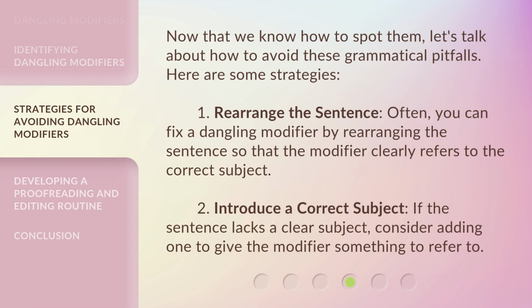Now that we know how to spot them, let's talk about how to avoid these grammatical pitfalls. Here are some strategies. 1. Rearrange the sentence. Often, you can fix a dangling modifier by rearranging the sentence so that the modifier clearly refers to the correct subject. 2. Introduce a correct subject. If the sentence lacks a clear subject, consider adding one to give the modifier something to refer to.